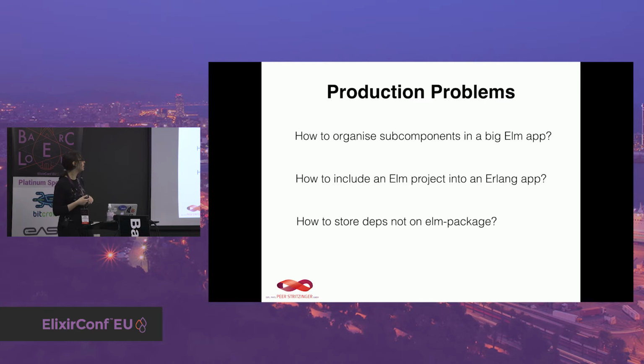And in the way of making this, we solved some production problems about working with Elm and JavaScript, and working with Elm with Erlang. So one of them is how to organize subcomponents if your app is getting fairly big. And also how to include an Elm project into an Erlang app. So maybe what we wanted to do is to have various Erlang apps, each with their own front-end code, and just to be able to use that nicely. And then how to store dependencies that cannot be sent to elm-package, because you can't send JavaScript code to elm-package. And one of our libraries had JavaScript code, so we had to deal with that.